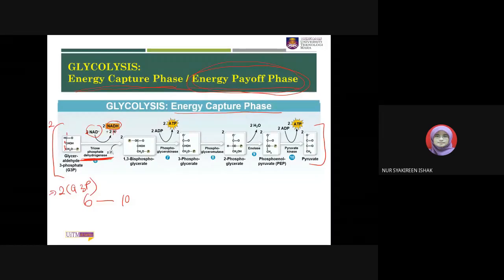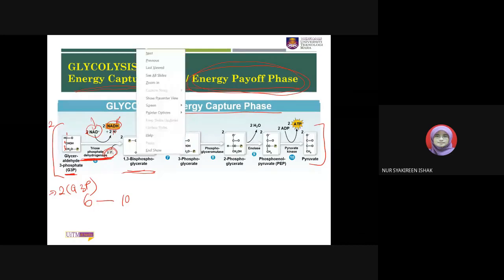So ingat semua kena kalikan dengan 2. Lepas tu dia akan jadi apa? Ni jadi reduced lah. So NADH is produced from the reduction of NAD plus. Okay. And then comes inorganic phosphate added to the substrate. So become 1,3-bisphosphoglycerate. Okay. So for this molecule, if you look at this molecule compared to G3P, okay.